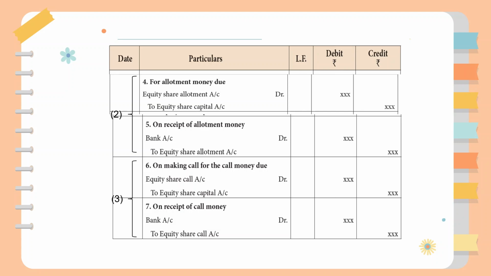Now the second stage, the allotment stage. Equity share allotment will come twice. In the first entry it comes in debit, so in another entry it will come in credit. In that way you keep it in your mind. And equity share capital always comes in credit only. And then call money also. Now this is the call money stage. Here equity share capital in this entry has come in debit, so in the next entry it will come in credit. So like this you can keep it in your mind.